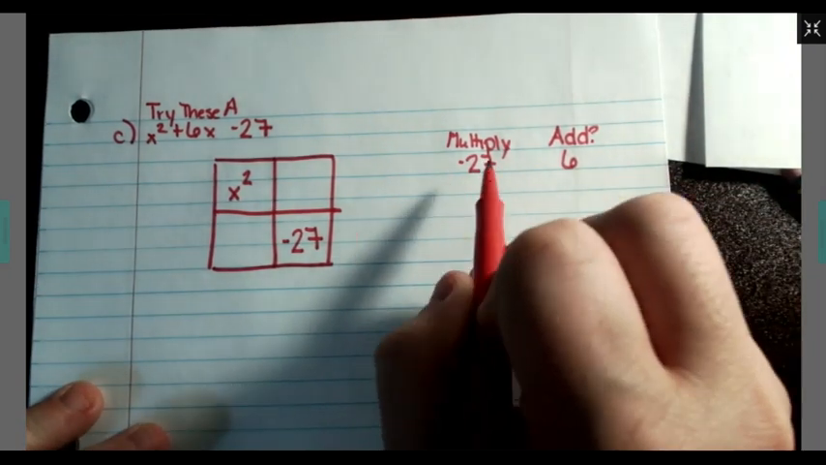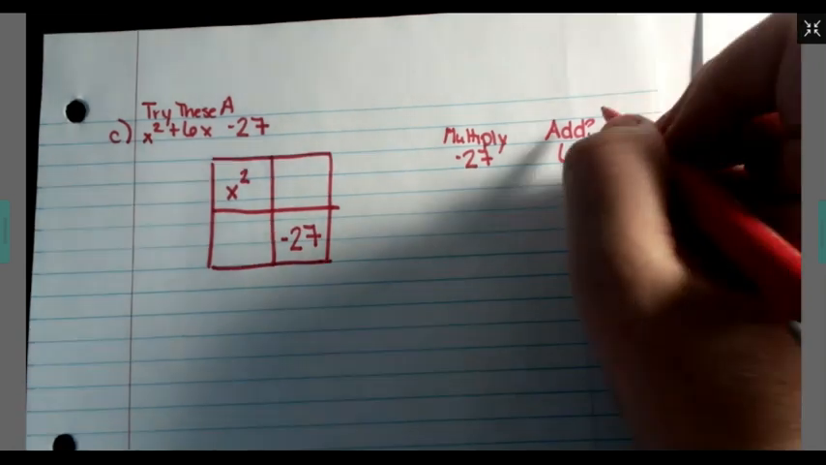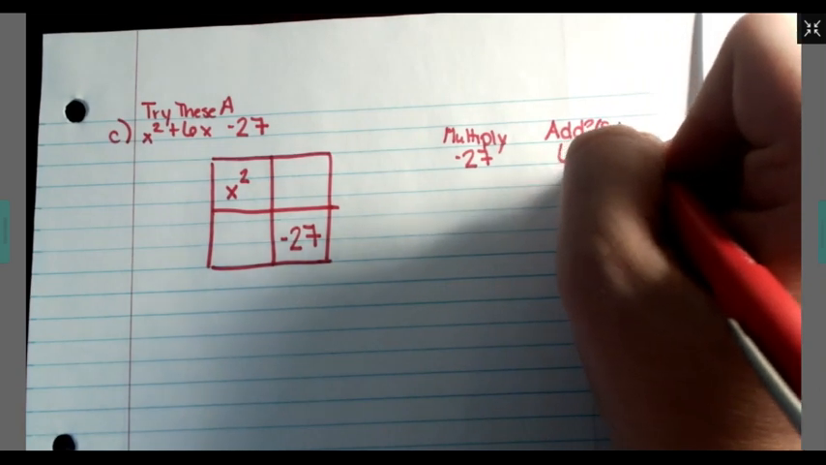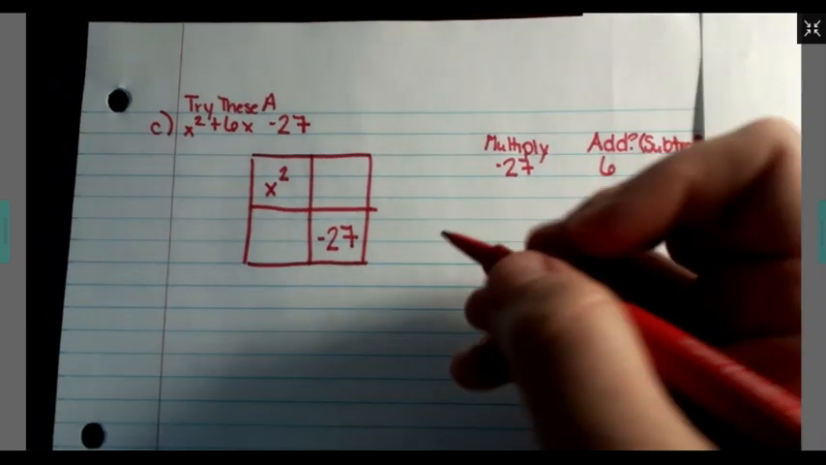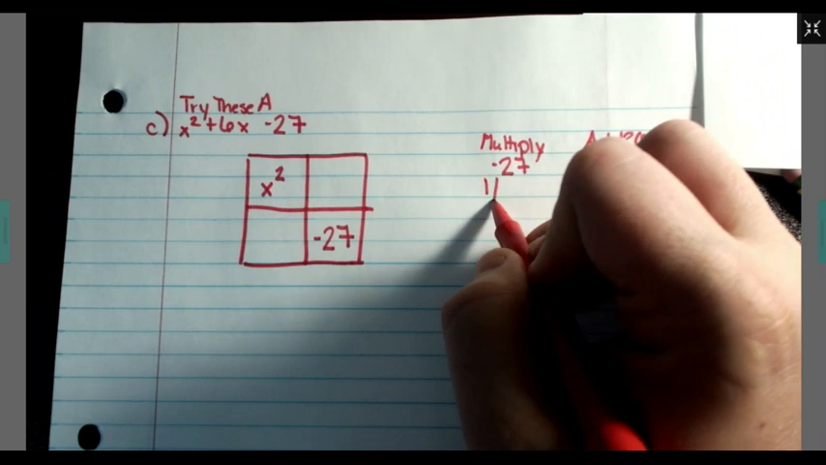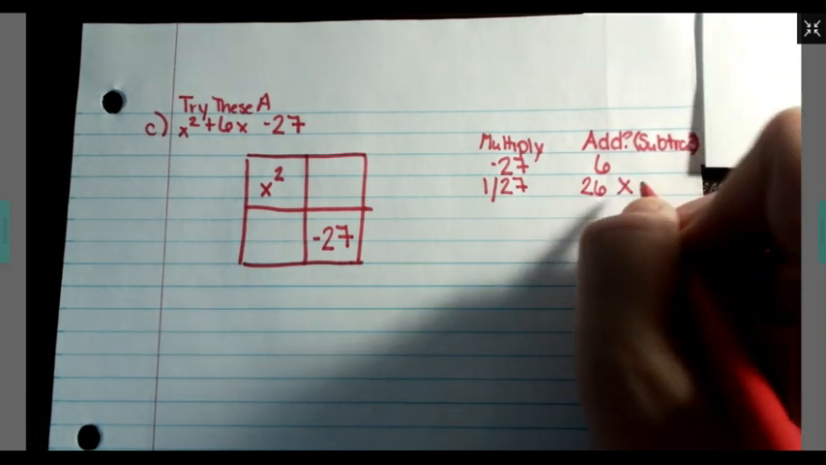Well, what do we know to be true about 27? In order for us to get a negative 27, we have to multiply a negative and a positive together. But the problem with that is if one number is positive and the other number is negative, am I really adding them? Really, I'm subtracting, right? Because my signs are different. All right, so we have 1 and 27. When I subtract that, I'm going to get 26. That does not help me.